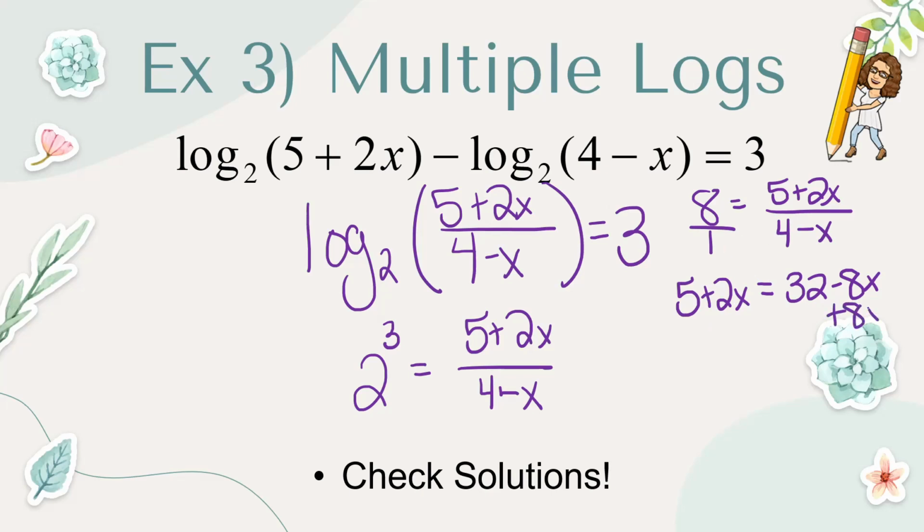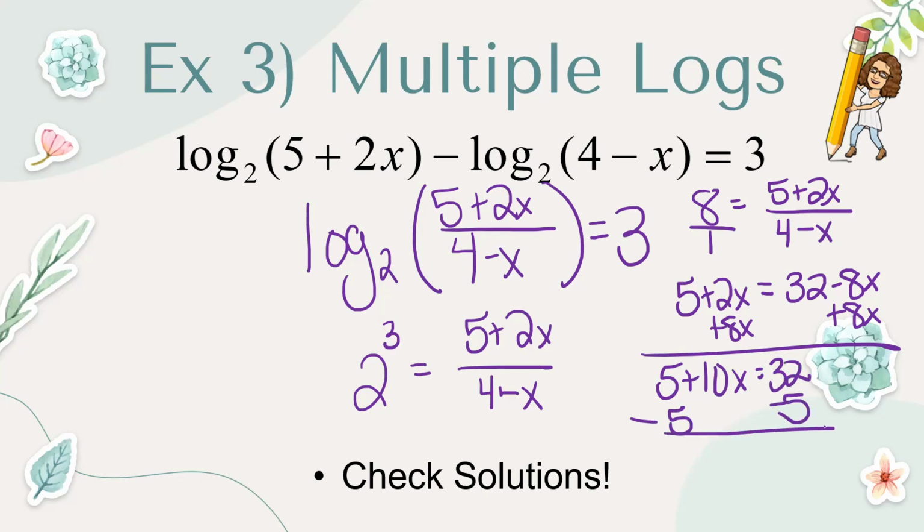Let's add the 8x to both sides. I'll get 10x equals 32 minus 5. I believe I will get 27. And then dividing by 10, we will get x equals 27 tenths, or 2.7 if you want to give that as an answer as well.